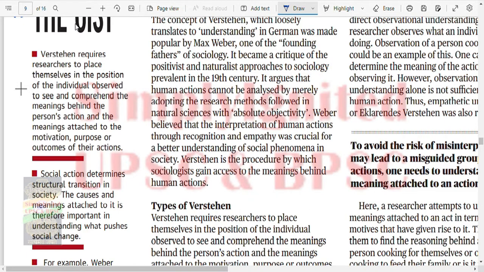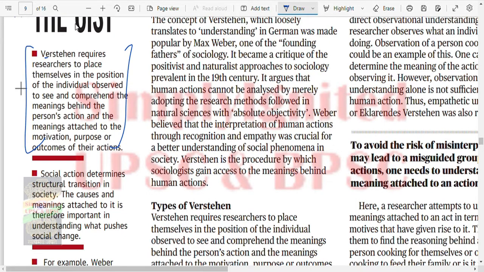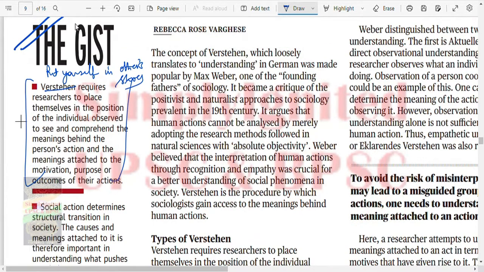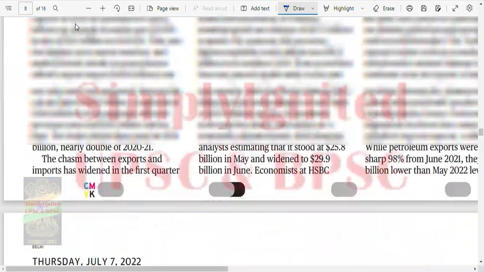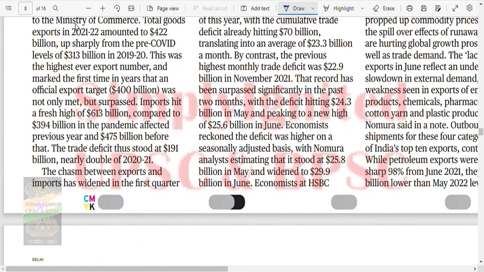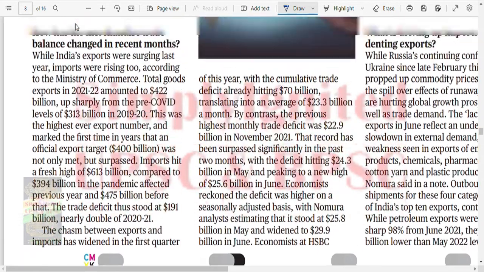Verstehen requires the researcher to place themselves in the position of the individual, observe to see and comprehend the meaning behind the person's action, meaningful and attached to the motive. Okay, fine. I understand it right now. Means put yourself in others' shoes. Okay, give it a read, you will understand it. It is just like the diorama of Heisenberg, not Heisenberg, this person, what is his name, who gave the theory of information diffusion. Okay, that person. Okay, diorama.